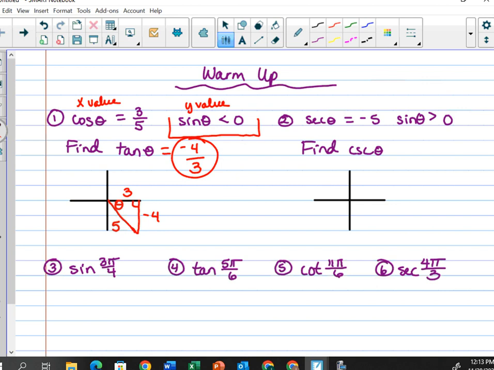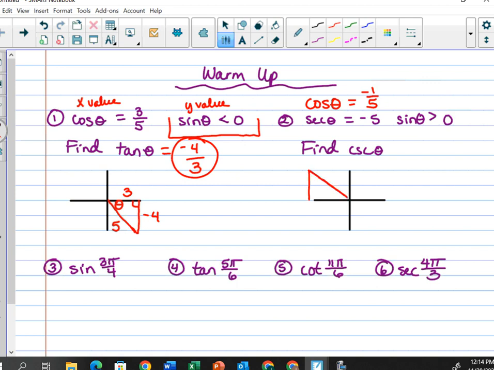All right, guys, number 2, I gave you secant. If you don't like secant, you could rewrite that as cosine. If secant is -5, that means cosine is -1/5. Does that make sense? They're just reciprocals. -5, I can put that over 1 and then flip it to make it cosine. Okay, so this time the quadrant I'm looking for is where cosine, or your x value, is negative, and sine, your y value, is positive. So where does that happen? What quadrant? 2, yes.